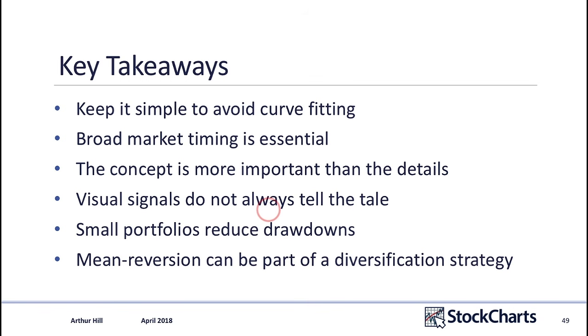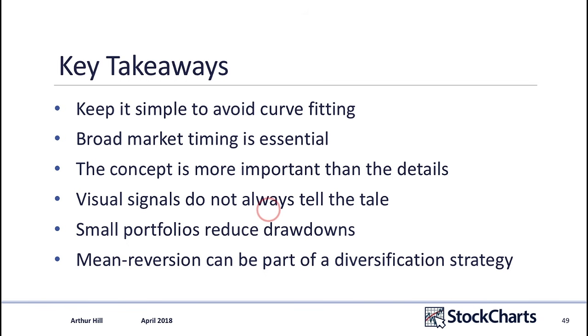And finally, mean reversion can be part of a diversification strategy. Just because you don't want to put all your money in mean reversion doesn't mean you can't put a little bit of money into a mean reversion strategy. It can be 10%, 20%, the choice is yours. But there's no reason why you can't be running a couple of different strategies as part of a diversification approach.